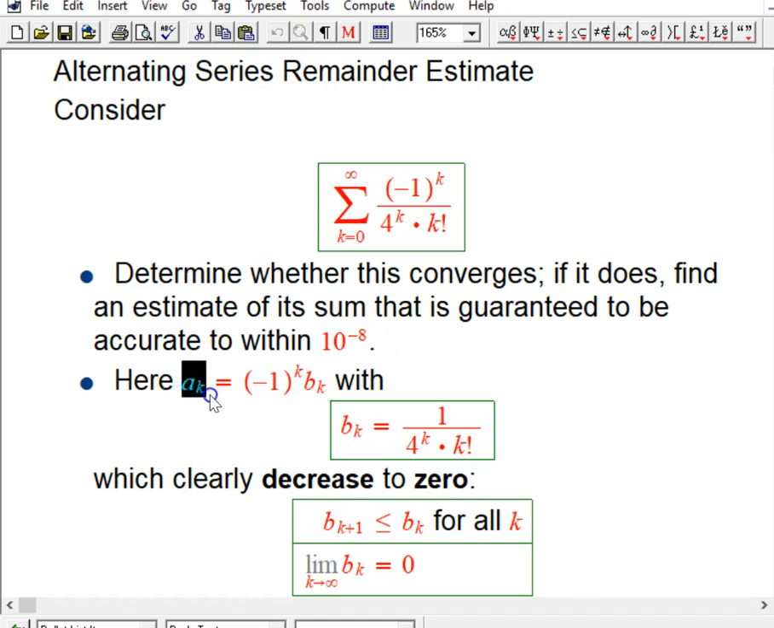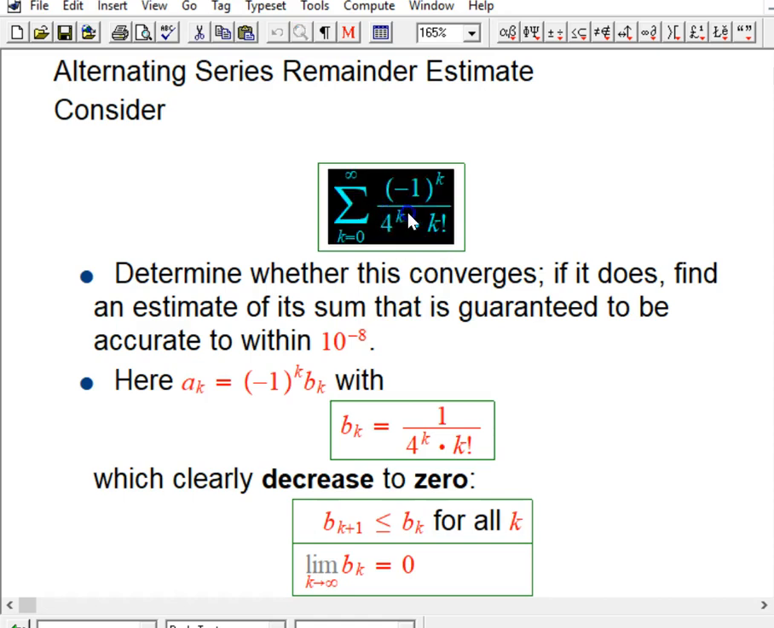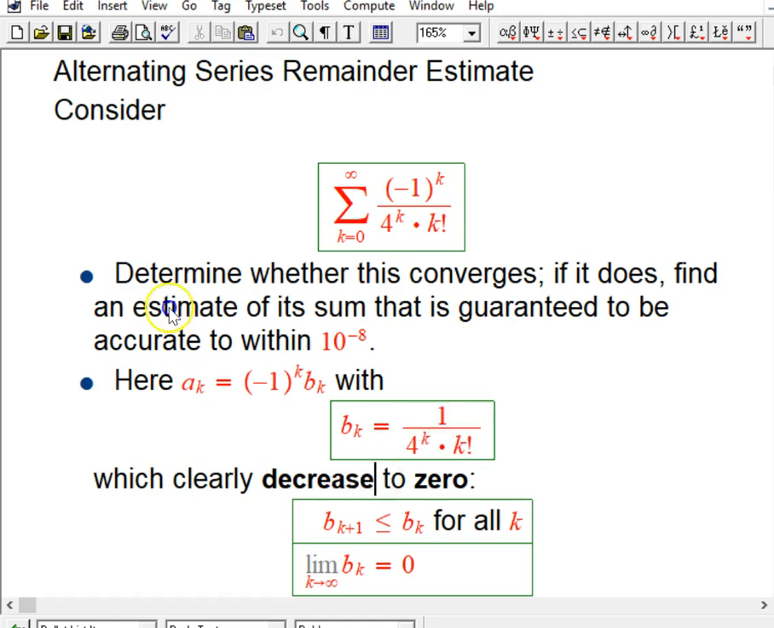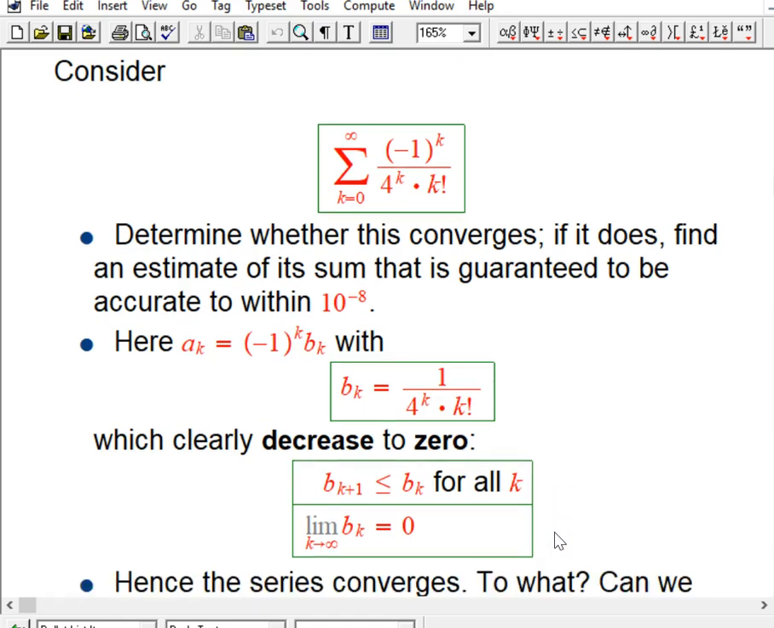Here, the terms of the sequence are indeed alternating. They are a minus 1 to the k, or k minus 1, or k plus 1, something that alternates strictly, times a sequence of positive terms which decrease to 0. Two things to check: one is that each term is smaller than the last in size, and the limit really is going to 0. That's pretty clear from the denominator increasing to infinity. You have to check that for the convergence test and for the estimate to work. But once you have that, all of our stuff applies.